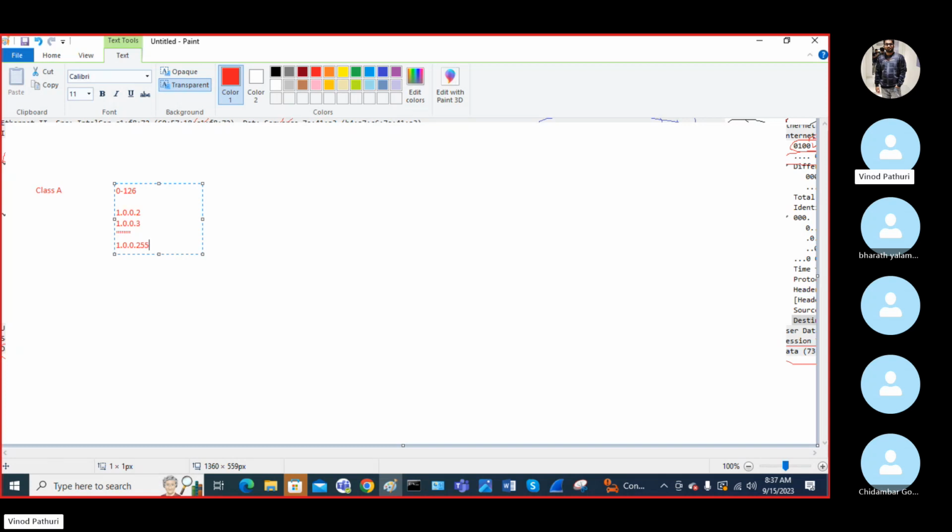Okay. Suppose this is filled up and I have many users. So what will it do? This is filled up, right? This 255 part is filled up. Then it will go back to the next octet.